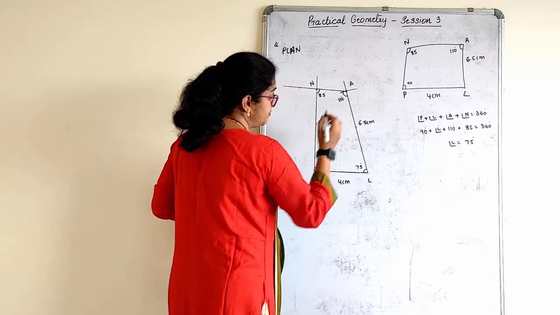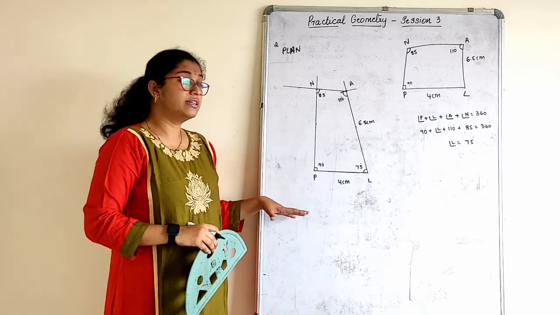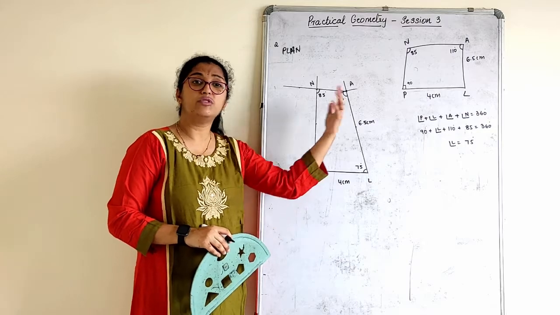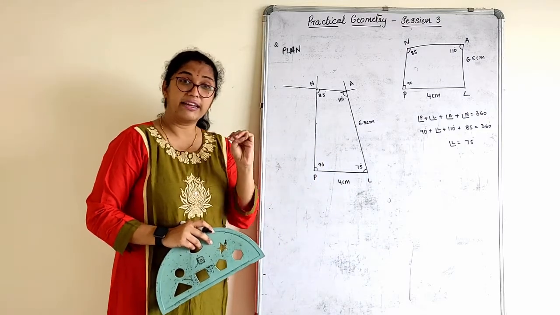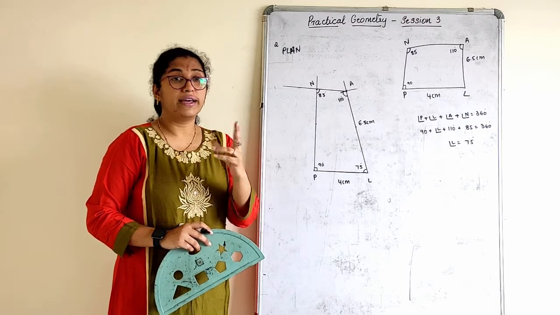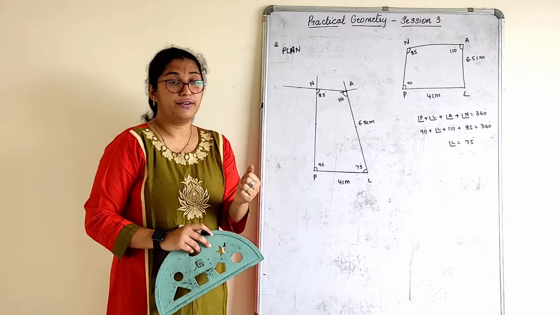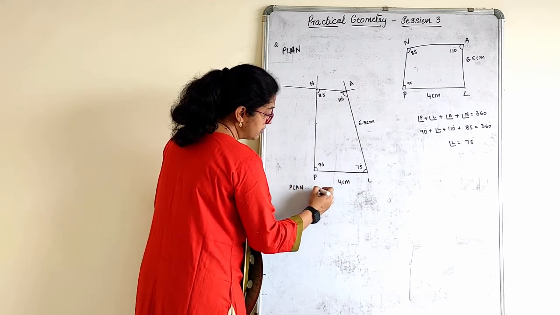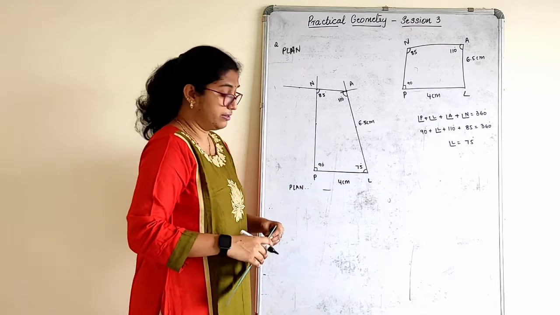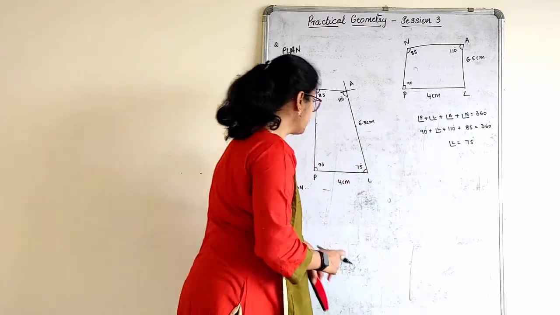6.5 centimeter. So when the third, fourth angle is not mentioned, we can use angle sum property to find it. But only provided that 3 angles should be given. With only 2 angles, you can't find the third and fourth angle, right? So PLAN is the required quadrilateral. Let's go with the next construction.